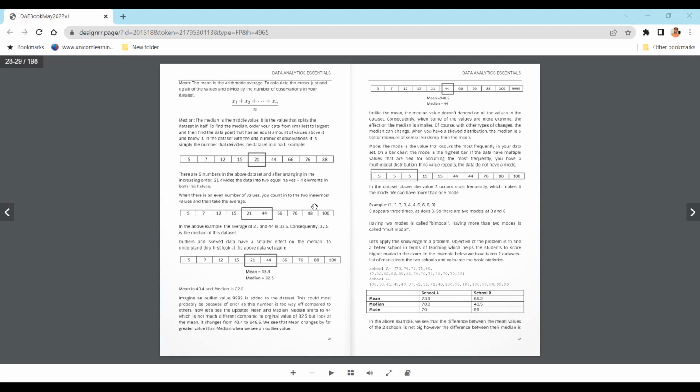So when you have an odd number of data points, it is one number that will divide the data, right? But when you have an even number of data points, there will be two numbers together that divide it. So when you have two numbers, you take the mean of these two numbers. So in this case, the median is the average of 21 and 44.